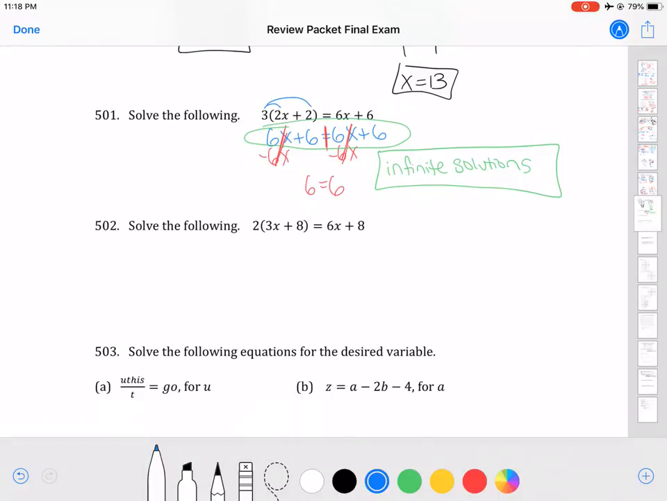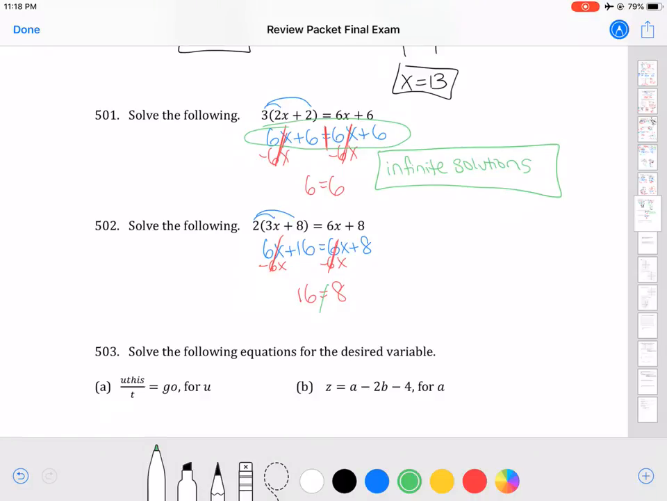All right, 502, same setup, but you'll notice a little bit of difference when we start actually writing this one out. So I do distribute, just like I did in the last one. 2 times 3x is 6x, and 2 times 8 is a plus 16. And then the equals 6x plus 8 just carries down. When I do what I did in the last one and I go to subtract the 6x from both sides, the same situation happens and it cancels on both sides. But I end up with 16 equals 8, and we know that that is not true.